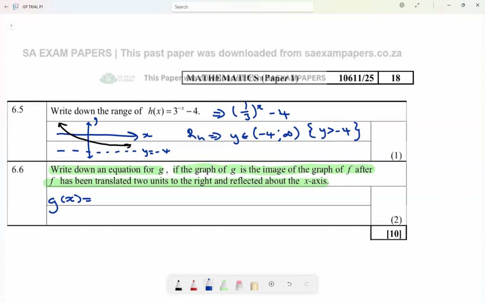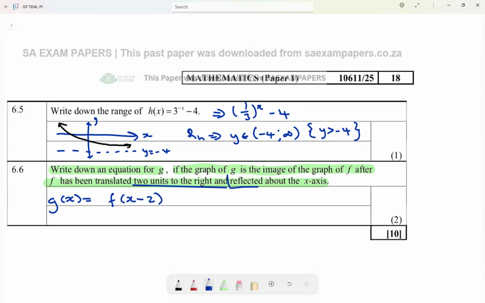by doing what to F? By firstly translating it 2 units to the right. So 2 units to the right. Remember when we moved anything, we are talking about the graph of F. They moved it 2 units to the right. Okay, to the right, it is the x values. So to the right, remember, it is minus 2. So every time when we move to the right, we minus. When we move to the left, we plus.